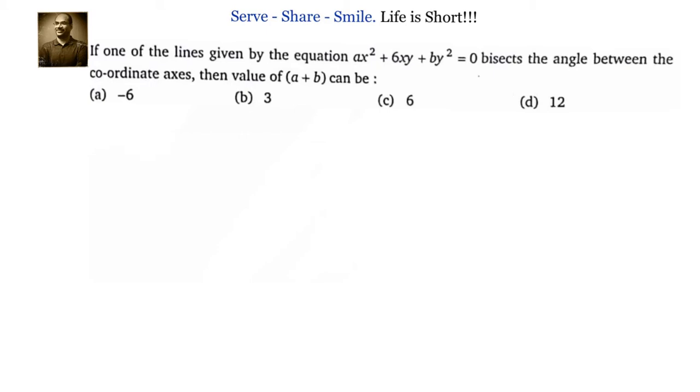the meaning of bisects the angle between coordinate axes tells us that the slope will be either plus 1 or minus 1, because bisecting the coordinate axis will be at either 45 degrees or theta value will be 135 degrees. So slope is plus or minus 1. And we know we have pair of straight lines, and we know one of the slope is, we'll take two scenarios. One time we'll consider plus 1, one time we'll consider minus 1.